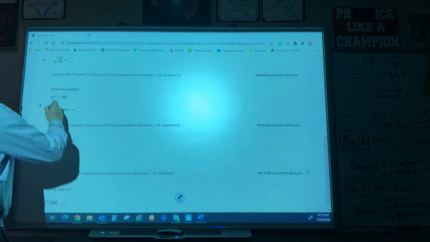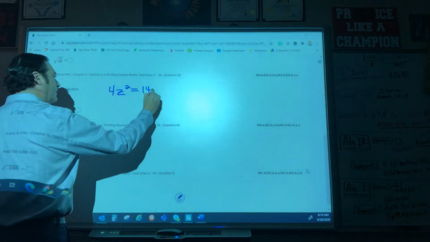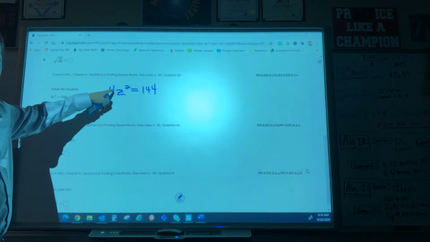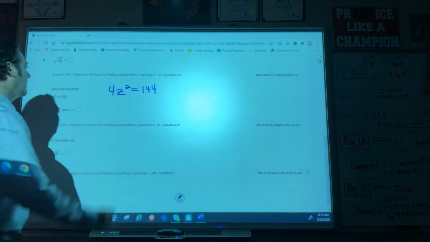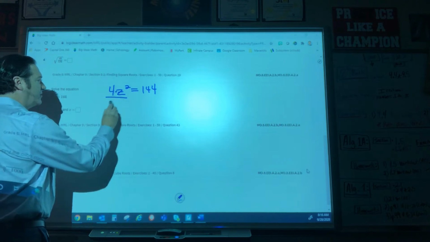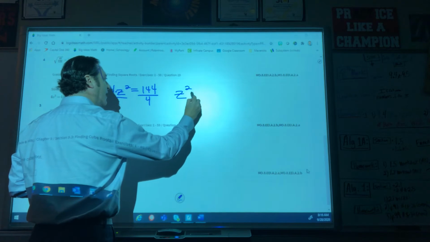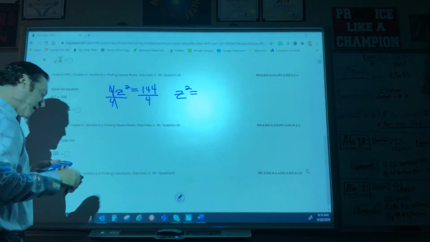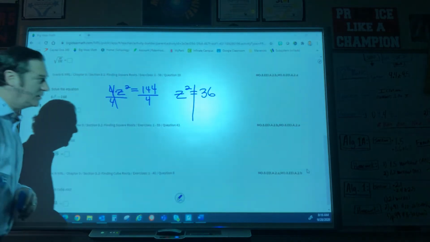Number 5, I have another equation. I'm going to rewrite this. 4z squared equals 144. Before I do the square root, to undo the squared, I have to get that z squared all by itself. I have to isolate the variable. Well, that means I have to get rid of this 4. That 4 is connected by multiplication, so I do the opposite. I divide it out. Now I'm left with the z squared. You take 144 divided by 4. Again, use your calculator, double check to get an efficient, correct answer.